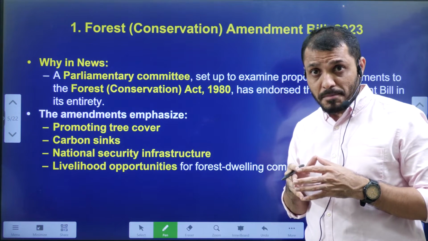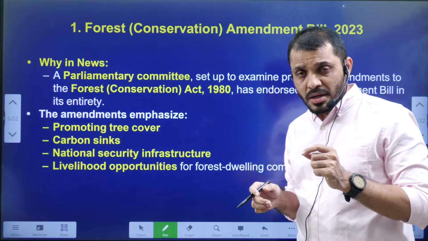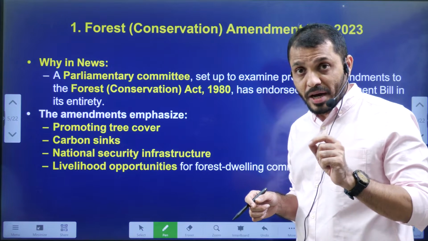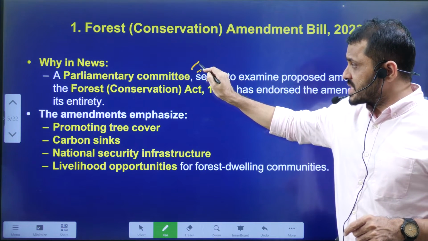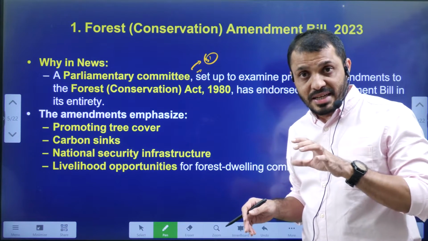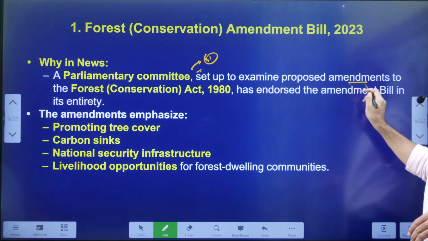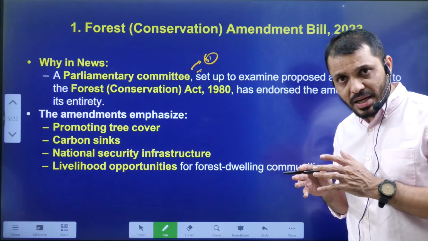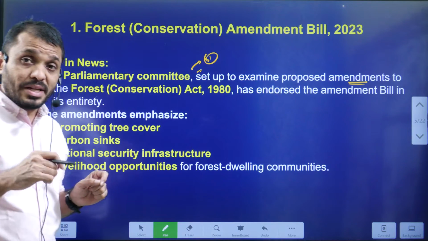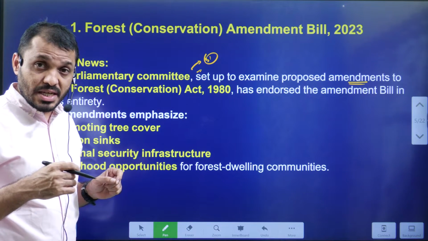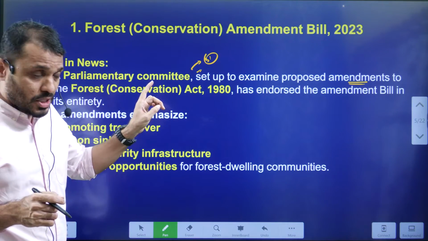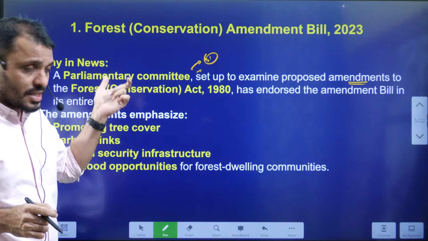So this topic is about the recent step by the Government of India. They forwarded the Forest Conservation Act Amendment Bill to the Parliamentary Committee. The Parliamentary Committee, which consisted of 31 members, did not amend anything related to the Forest Conservation Amendment Bill. So that entire bill is now going to the Parliament monsoon session. Actually, many environmentalists and some opposition leaders protested against the Forest Conservation Amendment Bill. Because of that protest, the bill was forwarded to the Parliamentary Committee.